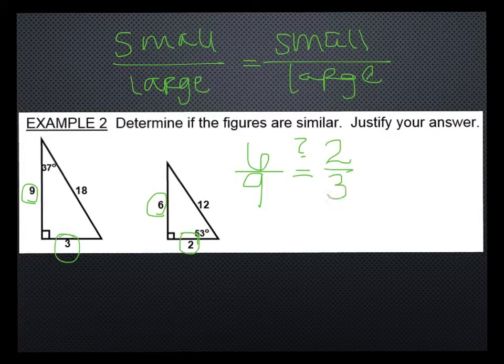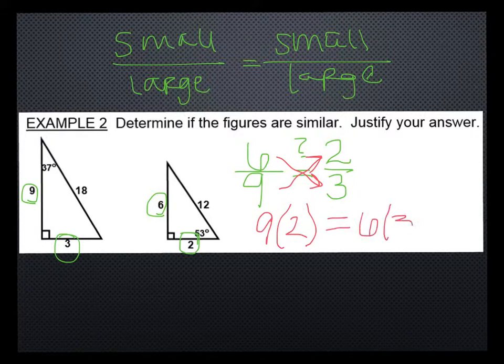2 over 3. And remember from yesterday, to check and see if something is proportionate, we cross multiply. So 9 times 2, we want to see, does it equal 6 times 3? 9 times 2 gives us 18. 6 times 3 also gives us 18. So yes, these figures are similar.